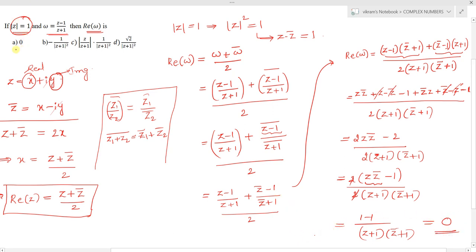The result is that option A is the correct one. We are obtaining 0. Okay, this is the way of using the properties in the given question. If we are able to identify the properties, then it is simple for us to solve this question.